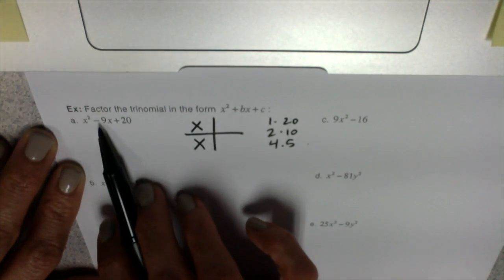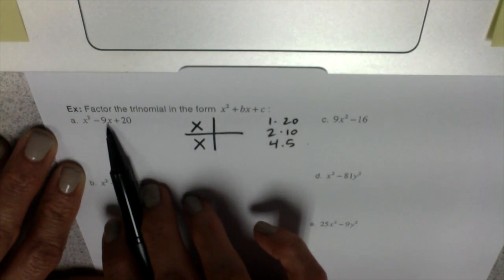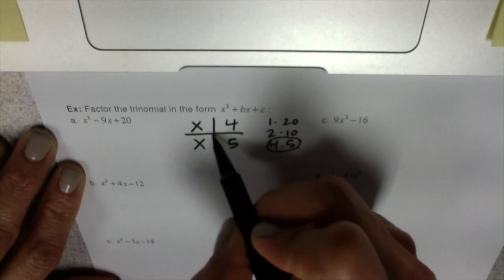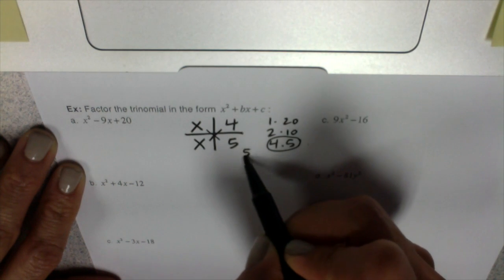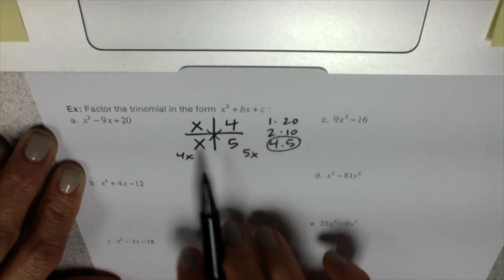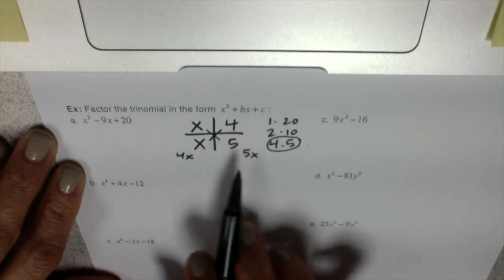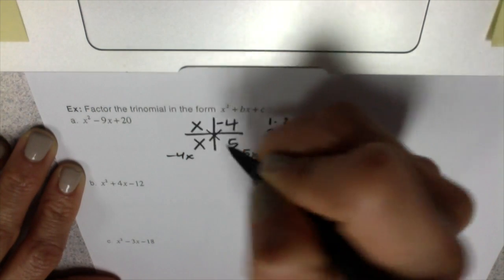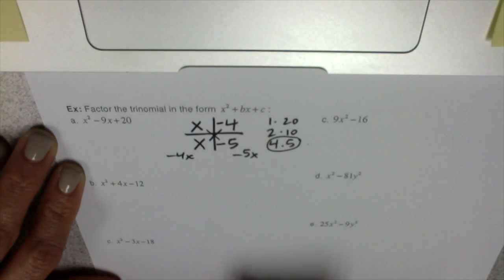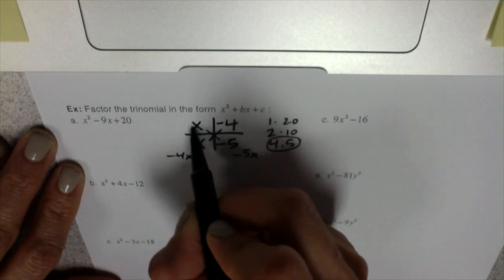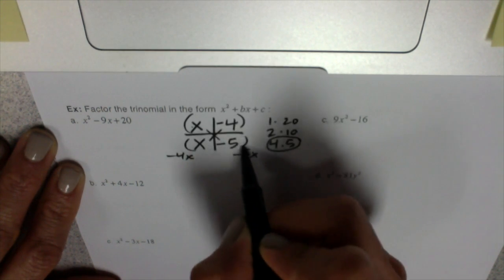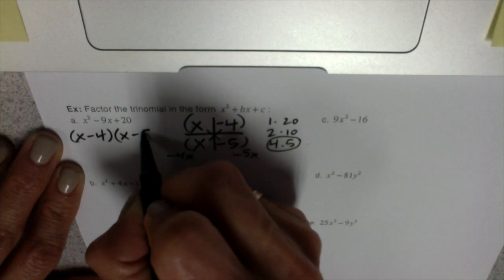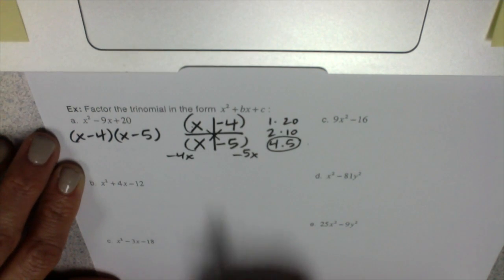But you're also having to pay attention to this middle term, which is negative 9x. So if we use the 4 and the 5, and you crisscross, so you would get 5x and 4x. Those will combine to a negative 9 by making them both negative. So that means you're actually going to put a negative here in front of the 4, and you're going to put a negative here in front of the 5. And your answer goes left to right. So your answer will be x minus 4 times the quantity x minus 5. And that's how you're going to factor this trinomial.